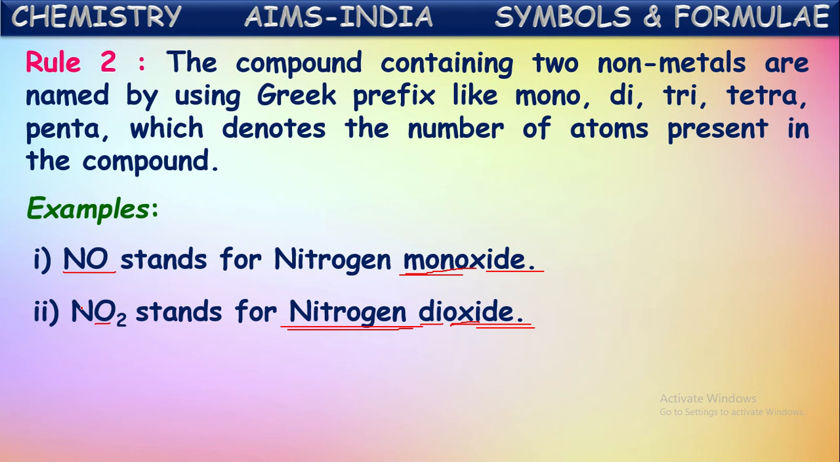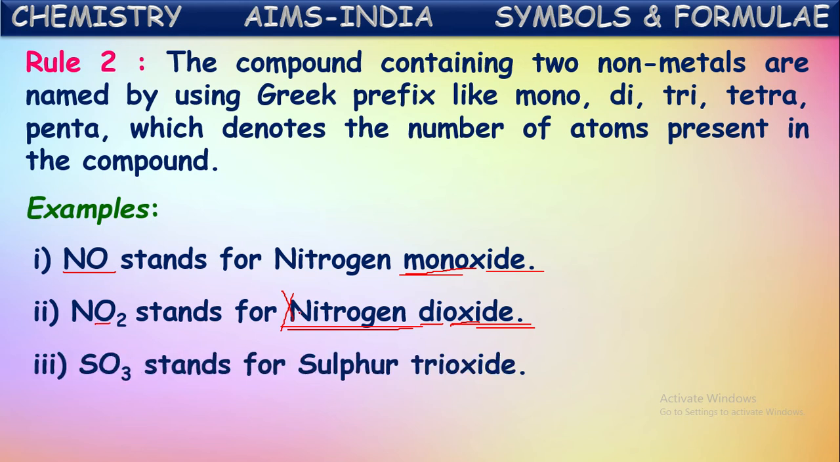For the first non-metal, we need not mention anything before the name if there is only one atom. If there is more than one atom, then we must mention that also. Suppose there are two nitrogens, then it is dinitrogen dioxide. As there is only one nitrogen, nothing is mentioned here. Let us see one more example.